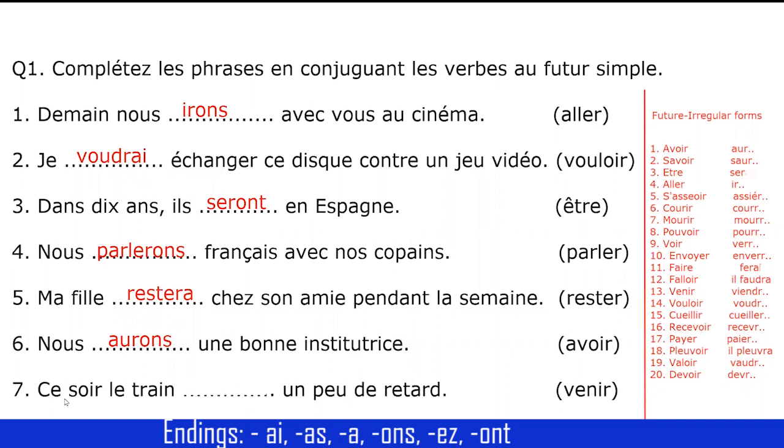The seventh one is: Ce soir, le train dash un peu retard. Venir is an irregular verb. It falls here in the list. As a stem, it should be VIENDR. After this R, we'll put the endings. Ce soir, le train viendra avec un peu de retard. This evening, the train will come a little late.